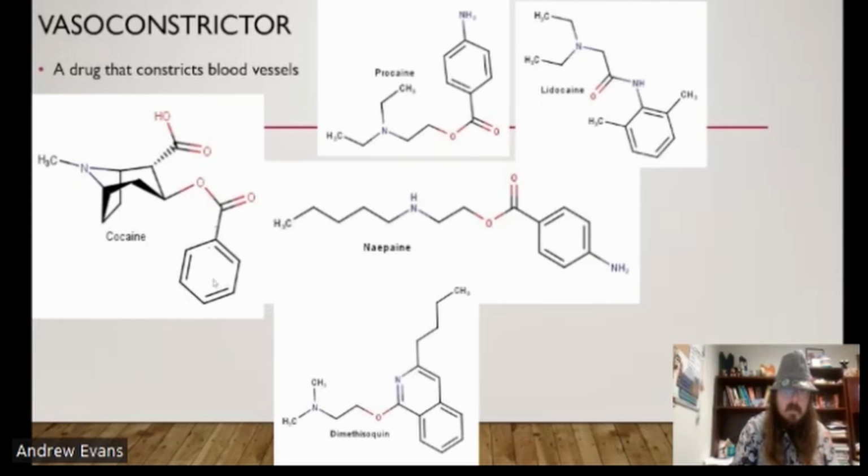So we have the benzene ring, here's the ester, and then 1, 2, 3, nitrogen. Benzene ring, ester, 1, 2, nitrogen. Benzene ring, amide, 1, nitrogen. Benzene ring, ester, 1, 2, nitrogen. Benzene ring, then amide, kind of an amide, not quite, but then 1, 2, nitrogen. So they all kind of have a similar shape to them, a similar organic structure, which is why they all kind of work the same way.